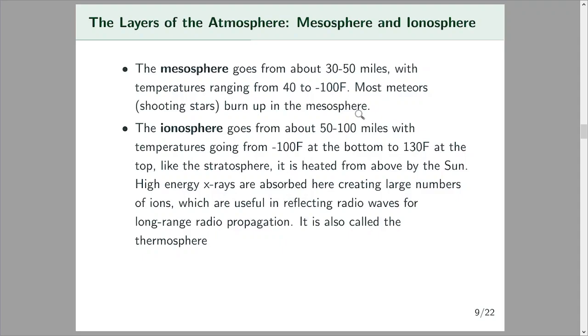typically in the mesosphere. And then the ionosphere is above that. It goes for about 50 to 100 miles. And it's minus 100 degrees Fahrenheit at the bottom. And once again, it gets heated at the top. It's mostly absorbing higher energy particles like X-rays. And so it's warmer at the top than at the bottom. It's similar to the ozone layer in the sense that it's absorbing certain radiation from the sun and heating up.